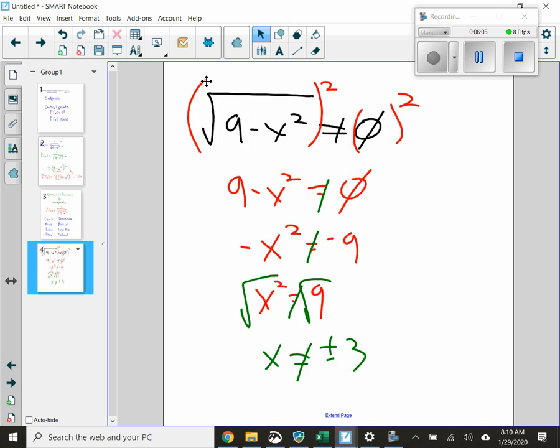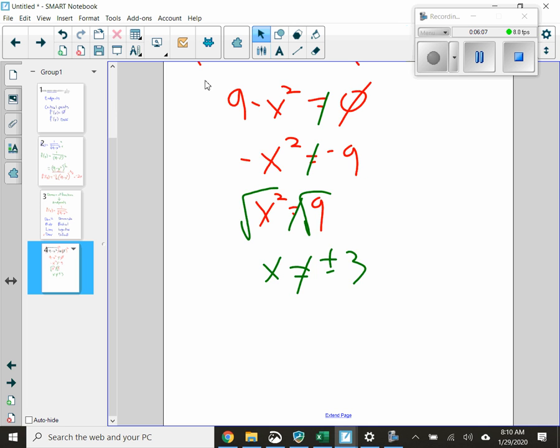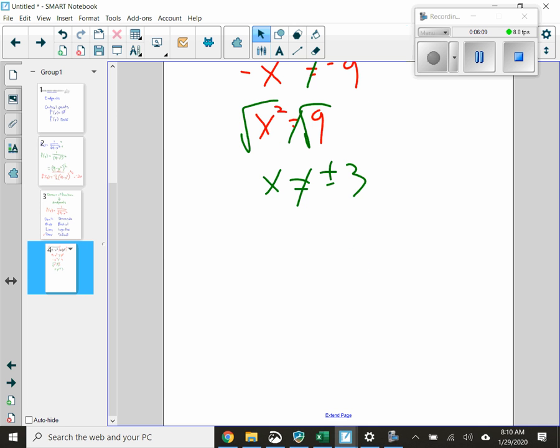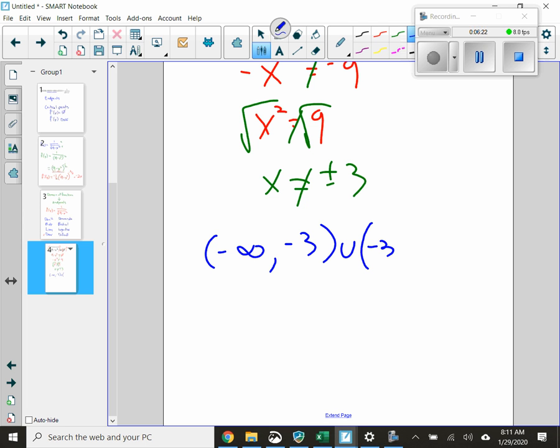So my domain of this function right now is the only numbers that are excluded are plus and minus 3. So negative infinity to negative 3 union negative 3 to positive 3 union 3 to infinity. That would be the domain based on the first step, which is the denominator.